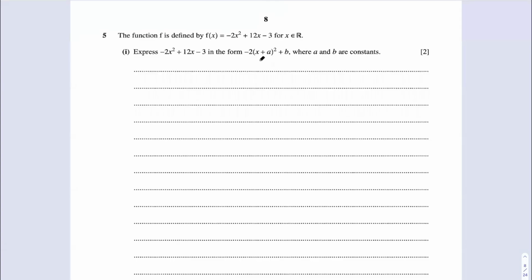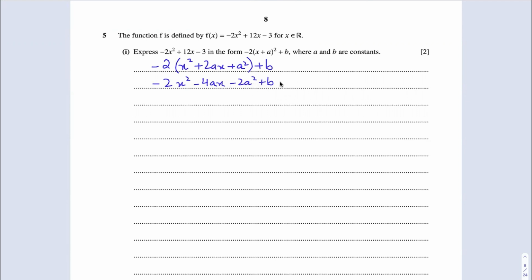In question 5, we have a function f of x equals minus 2x squared plus 12x minus 3. We have to express this in the form minus 2 times (x plus a) whole squared plus b. So to convert into the form, first we'll expand the given expression, which will become minus 2 times (x squared plus 2ax plus a squared) plus b. Expanding this, we get minus 2x squared minus 4ax minus 2a squared plus b.